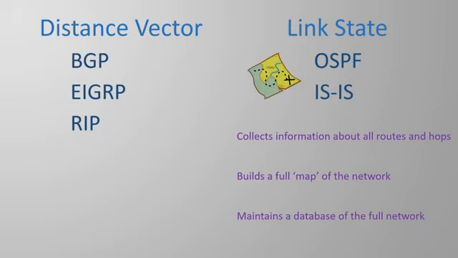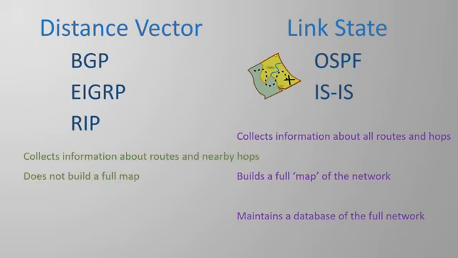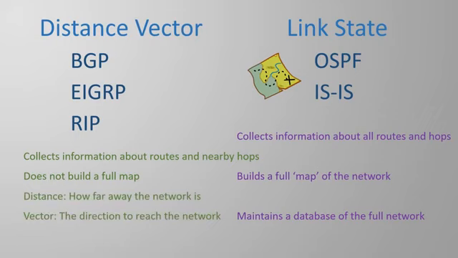Distance vector routing protocols, which includes RIP, take a different approach. Routers running a distance vector protocol will still share routing information with their neighbours, but they won't share as much information and they won't build a full map. Simply put, they share a network and how far away it is. For example, a router might say, I know about 10.10.10.0, and it is 2 hops away.